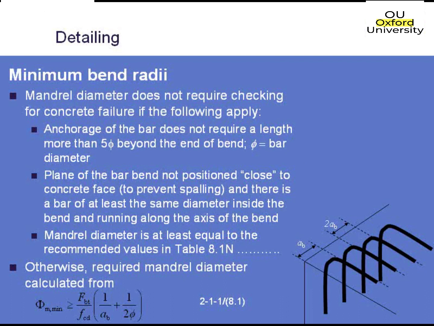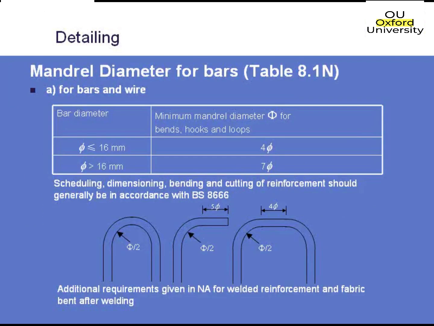And this is the table I was talking about previously, the minimum mandrel diameter table. If you've got a bar diameter of less than or equal to 16 millimeters, your minimum mandrel diameter is 4 times the bar diameter. And if you've got a bigger bar, a 20 or above really, you then have to make sure the minimum mandrel diameter is at least 7 times the bar diameter. So again, those are nationally determined parameters, but we've just adopted the recommended values in the UK.